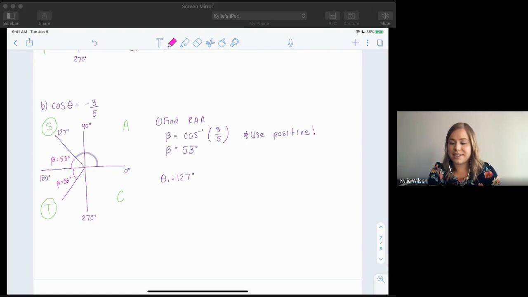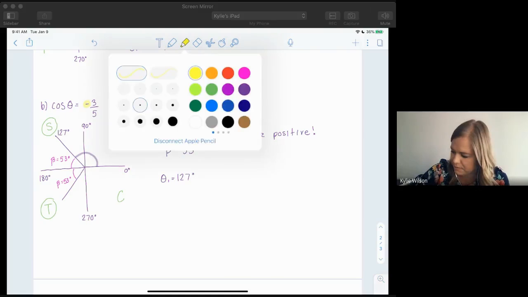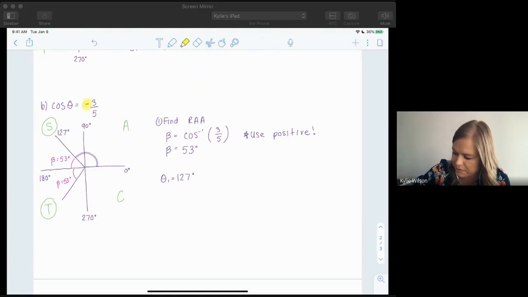Sasha, you can type your question or turn off your mic and speak, whatever you prefer. Yeah, sure. If I look here, in the question that they gave me, cos is negative. That means it has to live here or here, because those are the only ones that have a negative cosine. Does that make a little bit more sense?